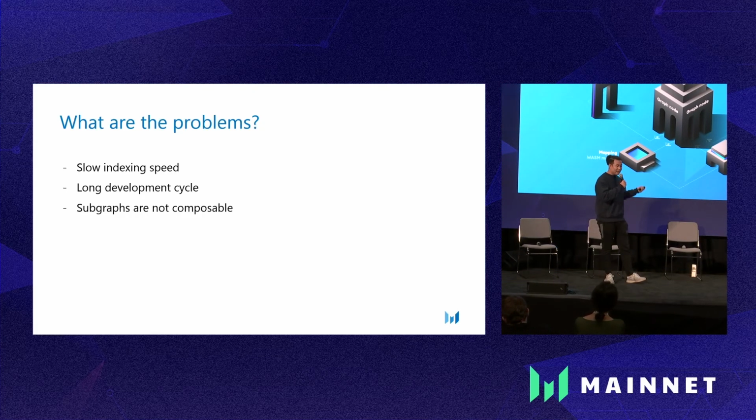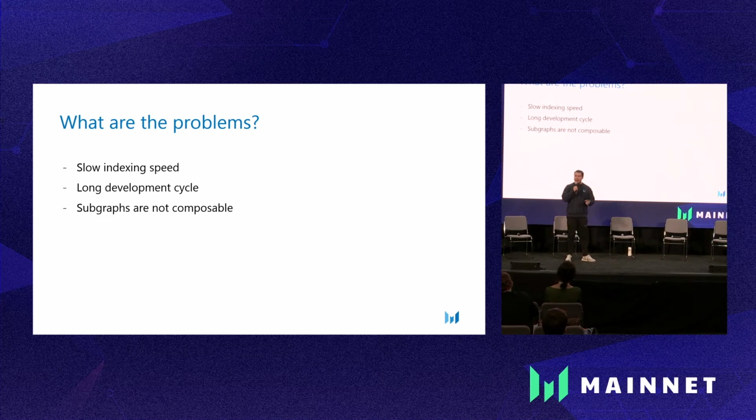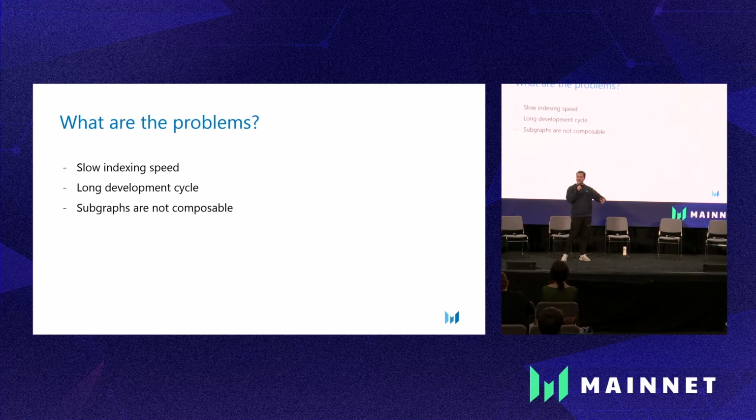Now, although it's great, it has some problems. The biggest problem is the indexing time, which can be very slow, especially if you're working on high throughput blockchains, for example Binance Smart Chain, Phantom, Polygon. Indexing a subgraph on those chains could often take days, if not weeks. And that, in turn, will lead to long development cycles.